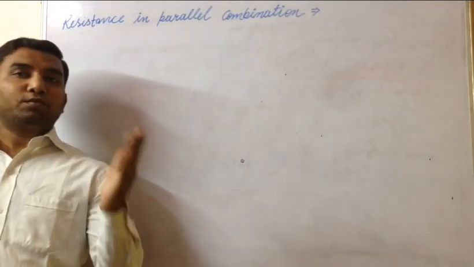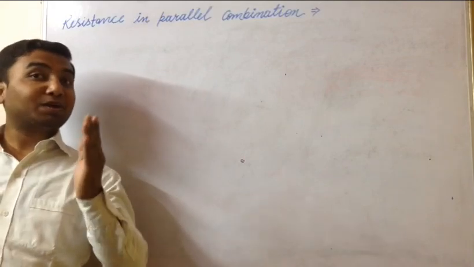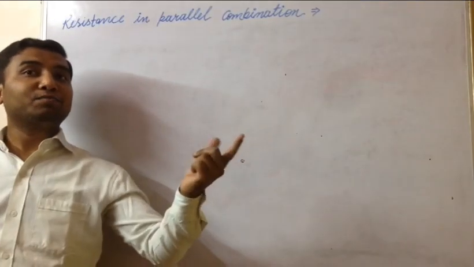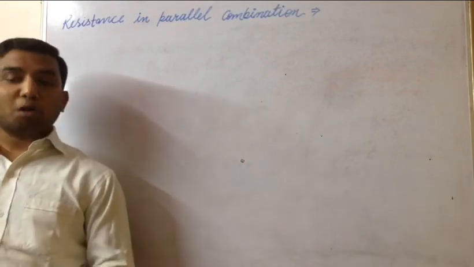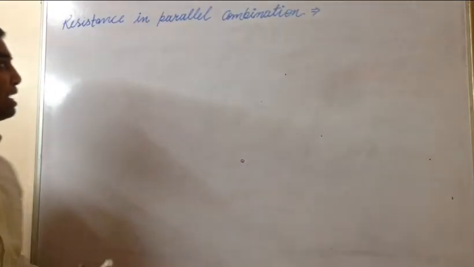Like we have done when resistors were connected one after the other, that is called the series combination. And what is the meaning of parallel combination? So I write this here.